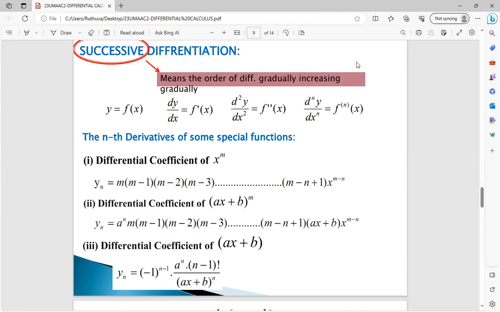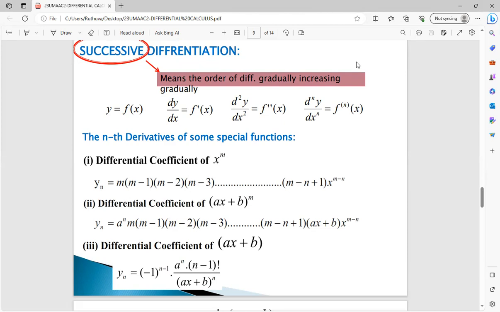First order differentiation is velocity. Second order differentiation, the rate of change of velocity, is called acceleration. Third order, the rate of change of acceleration, is called jump. So these are the basic examples up to third order. Similarly, we are going to increase up to nth order, so we are going to see the nth derivatives of some special functions.